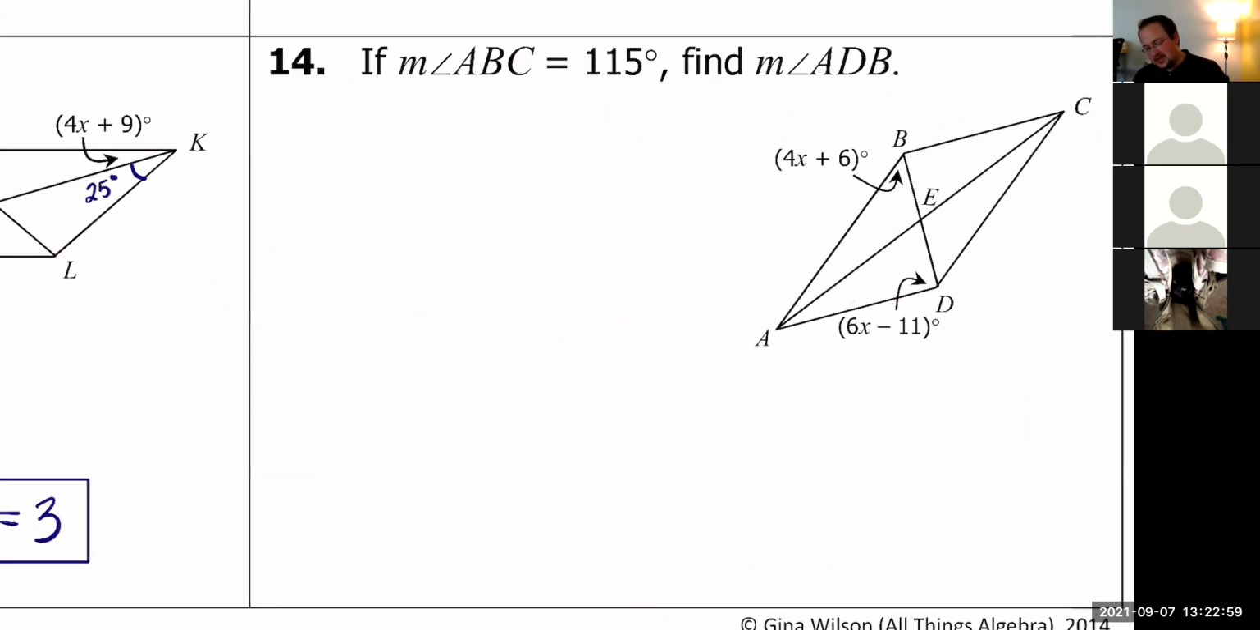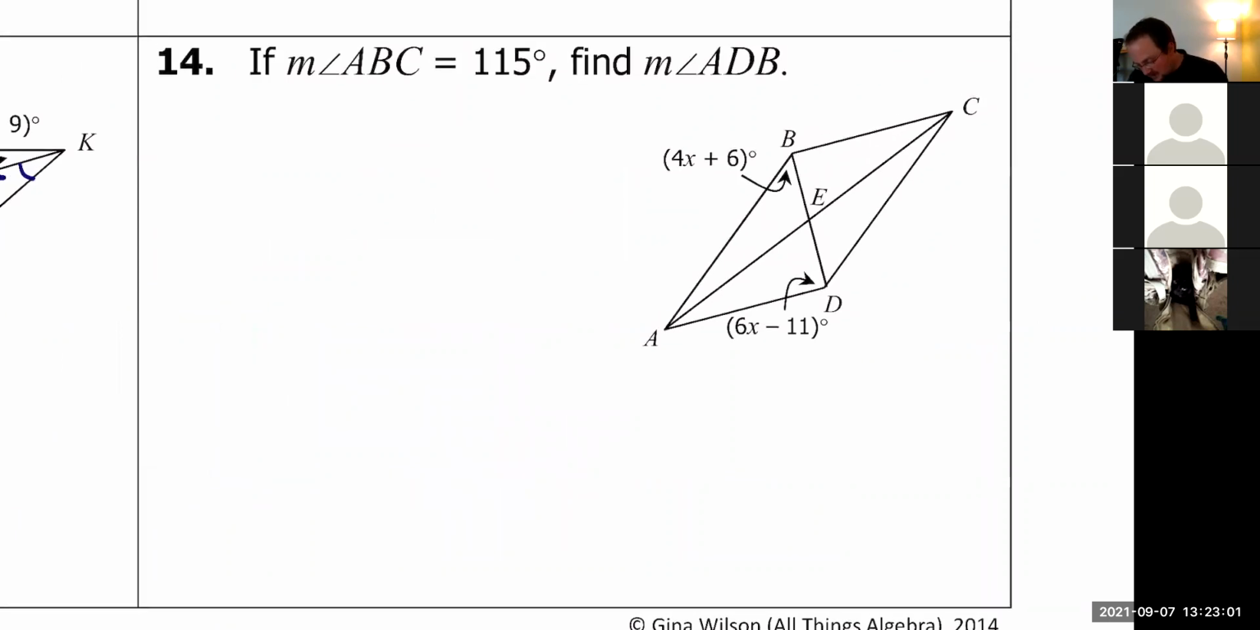All right, number 14, similar. It does give you measure angle ABC, which is this big angle up here in the top left corner. And it gave you part of ABC, which is ABE. But I'll give you a clue. This angle down here, the 6x minus 11, is an alternate interior angle with the one up here at the top.